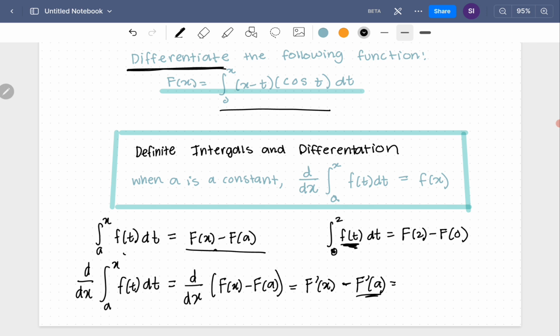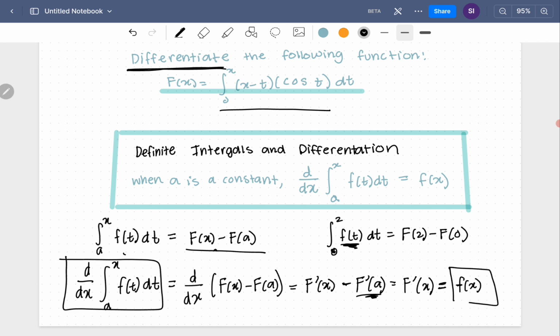We know that this will be a constant because a is a constant and the derivative of a constant is 0, so this is just F prime of x. And if we do F prime of x, then we know that that is just equal to f of x, because the indefinite integral of f of t is this uppercase F of t. So that's how we get the formula. We went from this, to this is equal to this, which is exactly what our formula states.